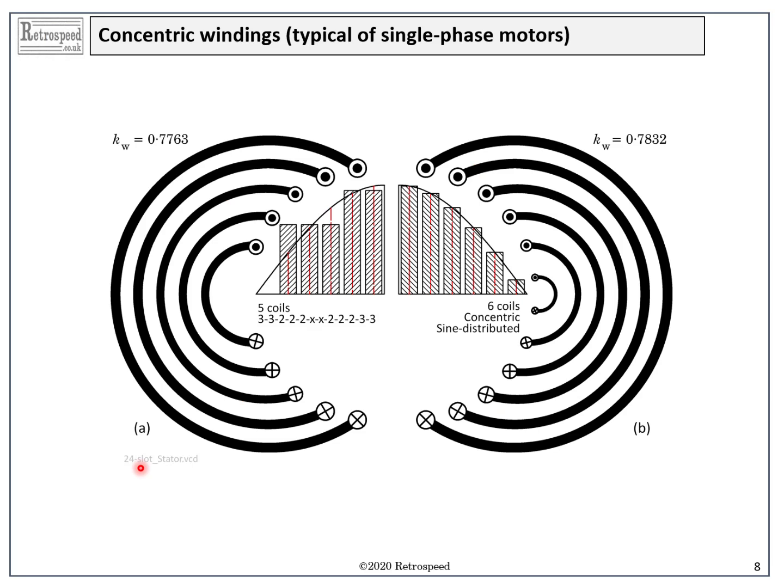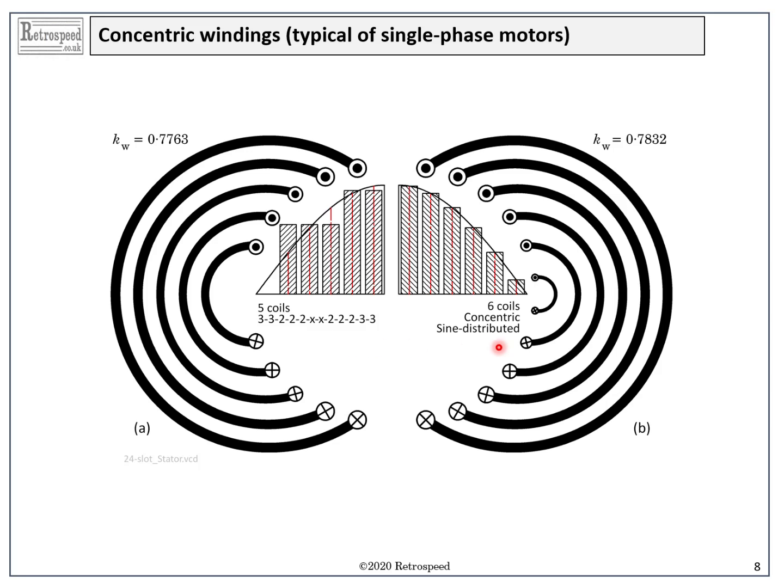So here we see in fact two alternative concentric windings for a single-phase motor. They're both concentric windings with a nested set of coils, all having the same axis of symmetry, but different spans and different numbers of turns. The one on the left is a practical winding with 5 coils and turns distributed in the ratio 3:3:2:2:2, as we can see in the small bar chart in the middle.